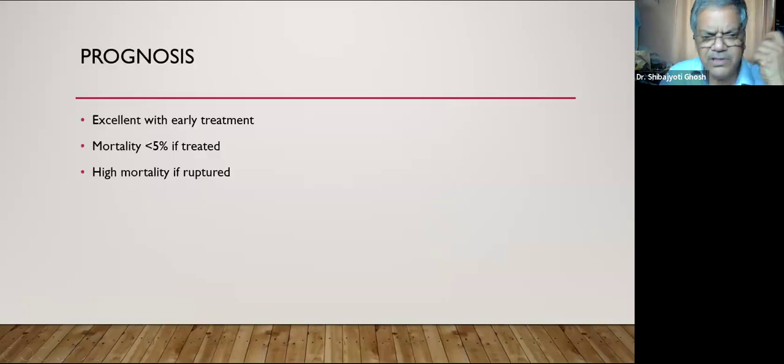Regarding prognosis, because it's an infection, we expect an excellent prognosis. If untreated, the mortality is less than 5%, but it should be treated properly, and there is high mortality if the abscess is ruptured, particularly into the pleural space.